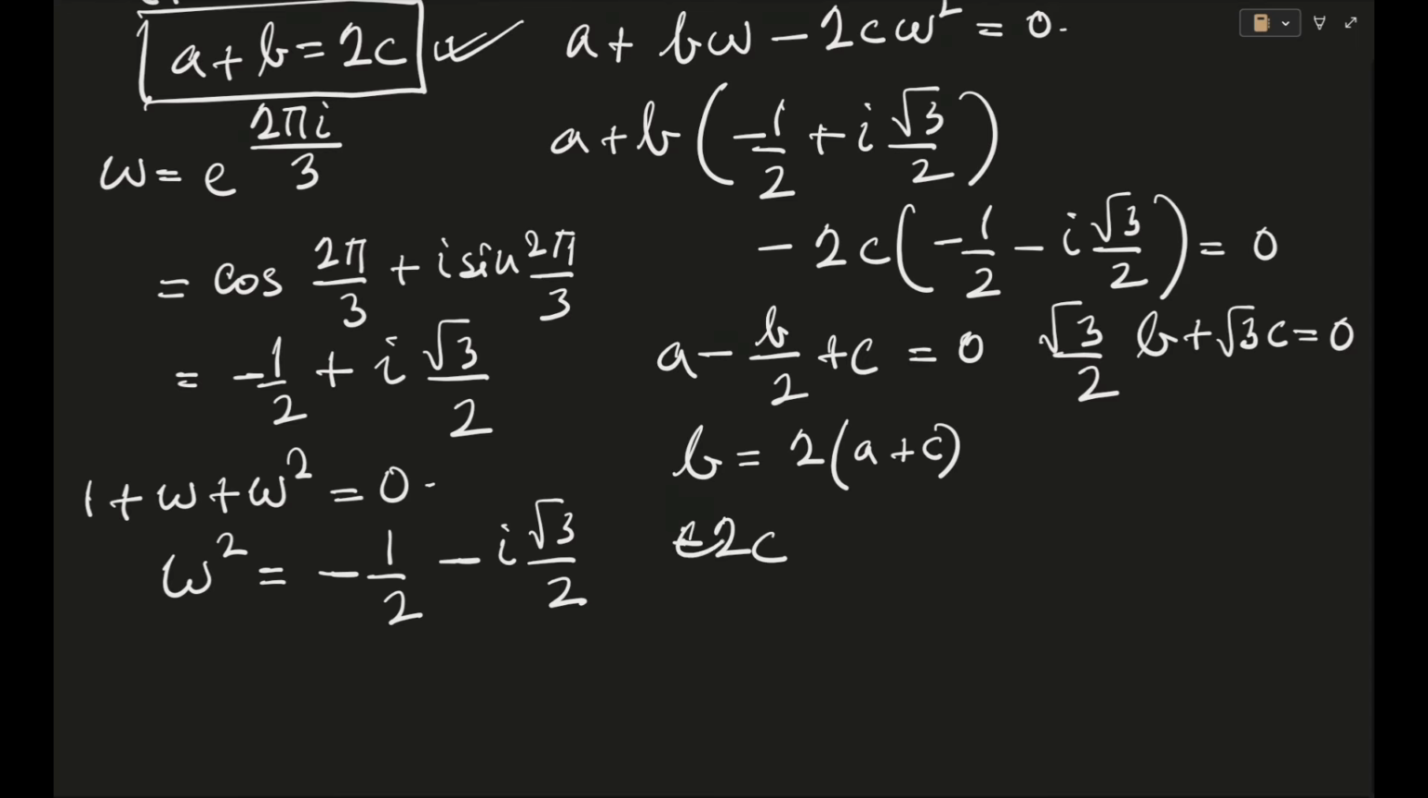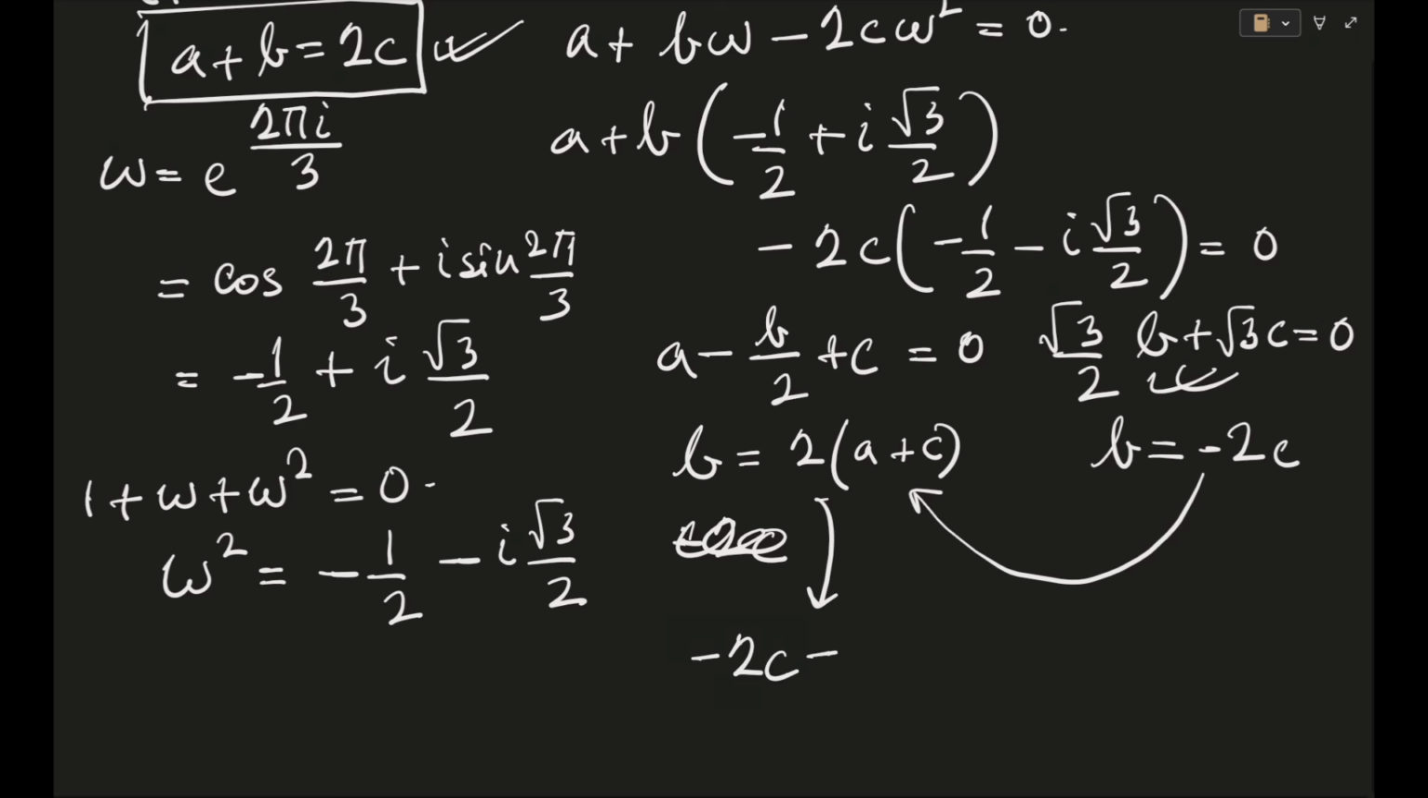Wait, not from this relation actually. If you simplify this particular relation, you will get b equals minus 2c. So what I'm telling is if we substitute this thing into this equation, then what we will get is minus 2c equals twice a plus c.